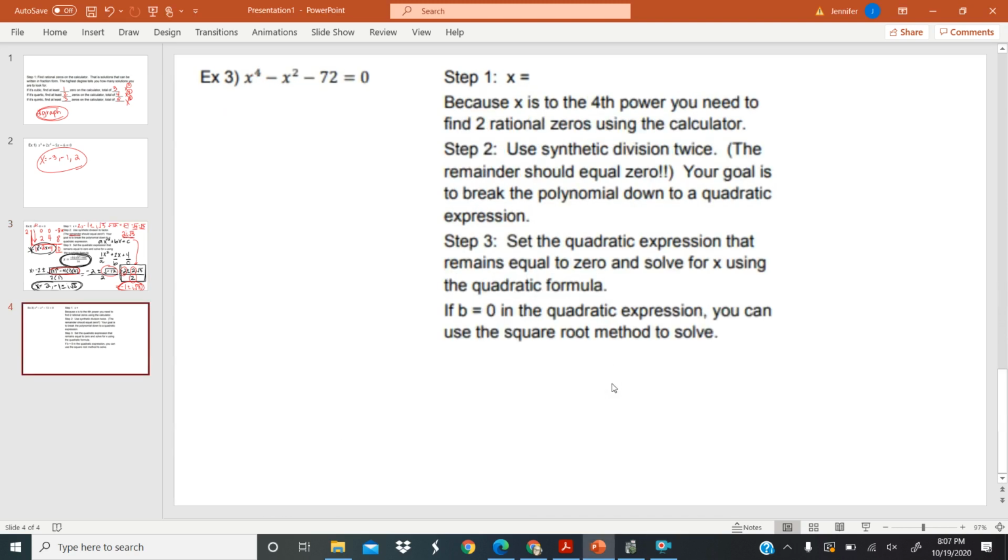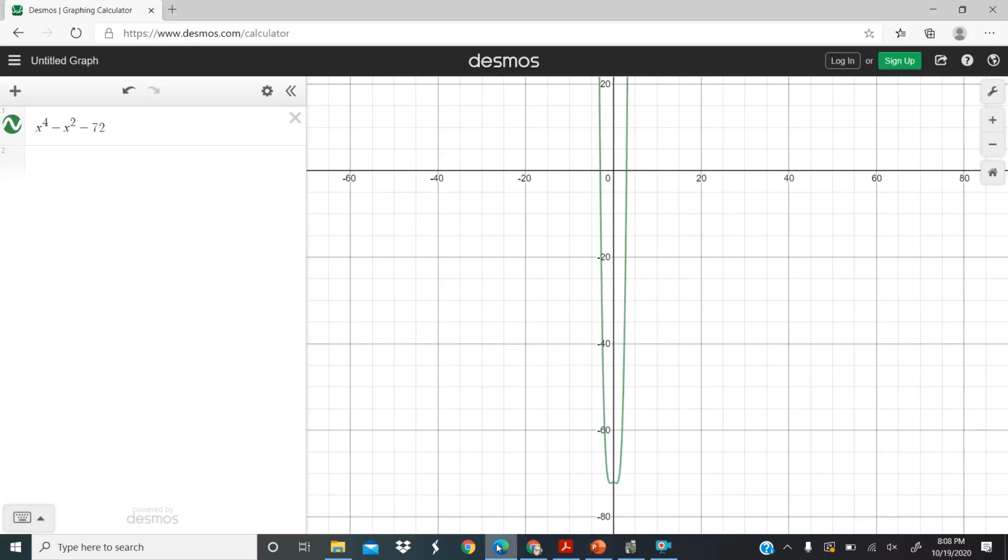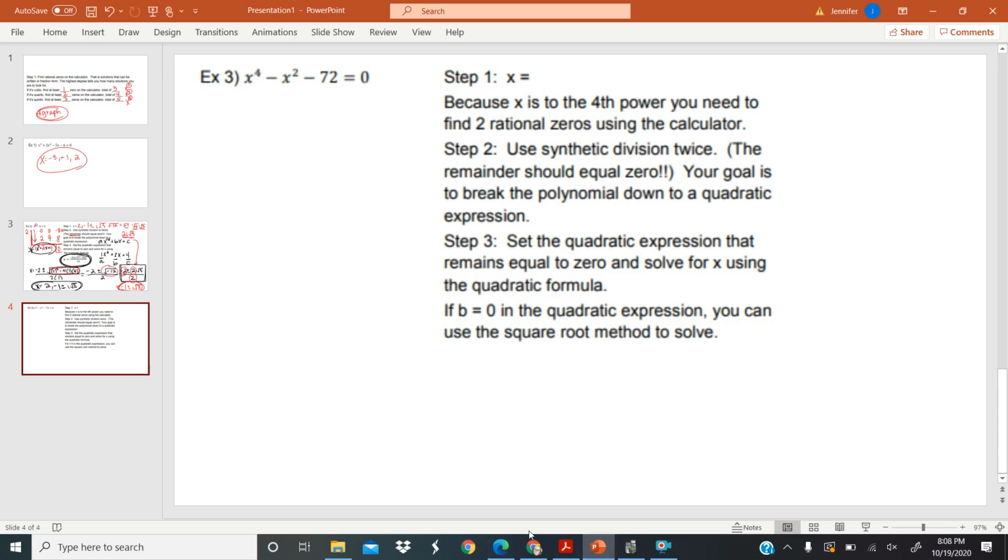So then here's our last example, and we have x to the 4th minus x squared minus 72. So since it's x to the 4th, we're going to be looking for 4 solutions to this one. So step 1 is still going to be just to graph it and find the real solutions. So I have my graph here, and I'm going to click on my 2 zeros, which are at negative 3 and positive 3. And then I'm going to come in here and I'll fill out the ones that we know. So negative 3 and positive 3.